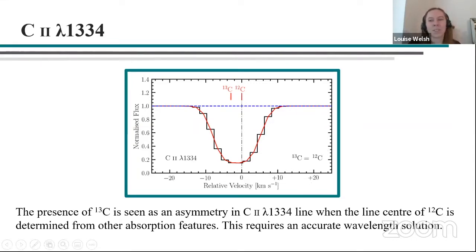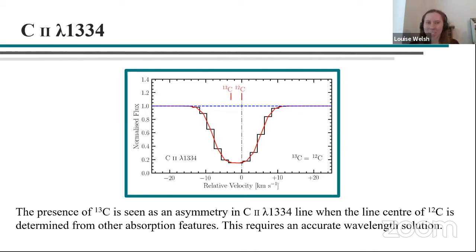And so from this figure, you can see that if you know the line center of this carbon-12 line extremely accurately, then you can start to see the presence of carbon-13 in this system as an asymmetry in the overall line profile. But to do this, you really need to pin down that carbon-12 line using the line centers of other absorption features. So it requires a really accurate wavelength solution.